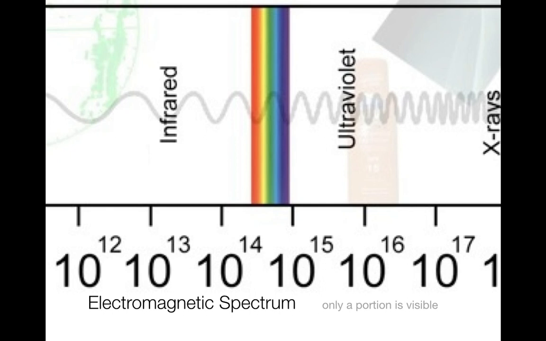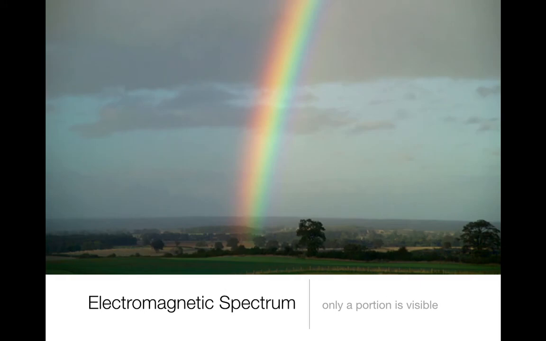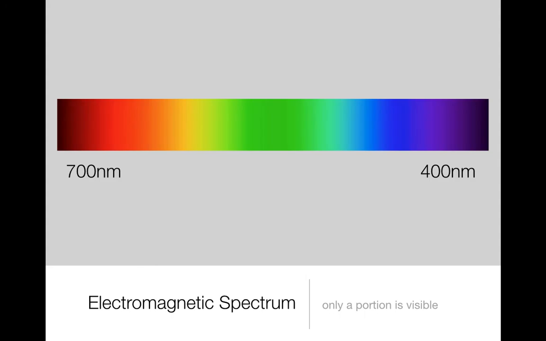And of course, if you came from another planet, you might see something else altogether. Okay? So we can only see a portion of the electromagnetic spectrum. And this rainbow is important here because this features quite significantly. Now, the portion we can see ranges from roughly 700 nanometers to 400 nanometers.